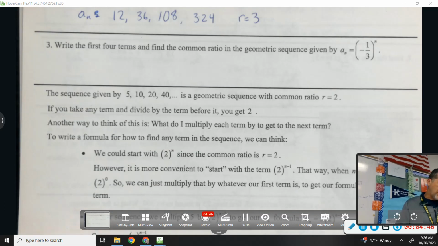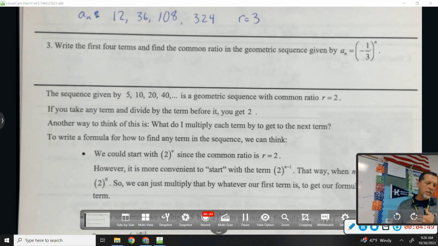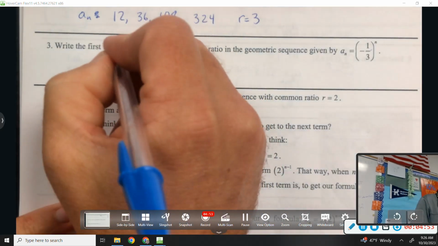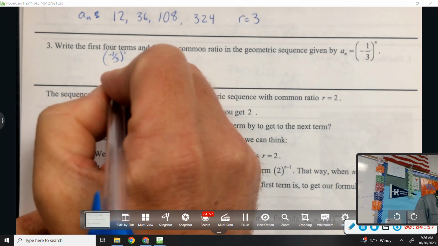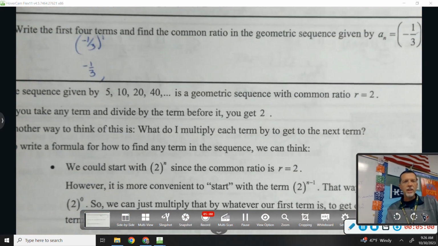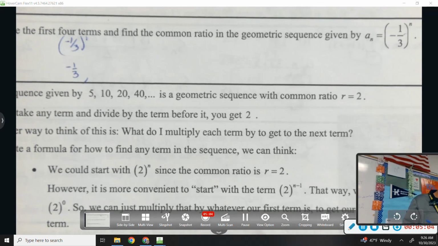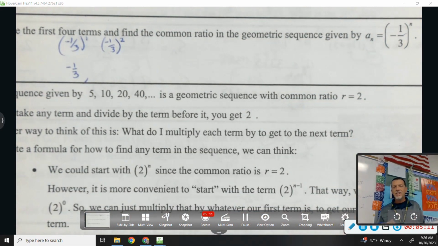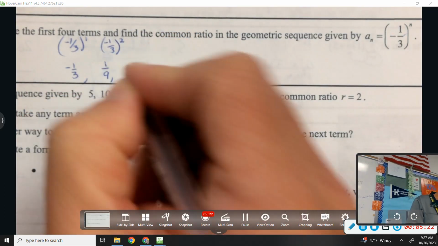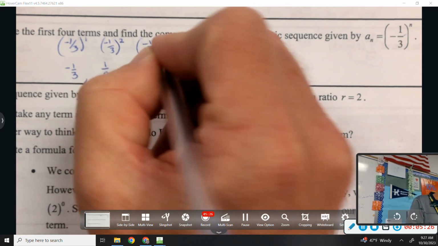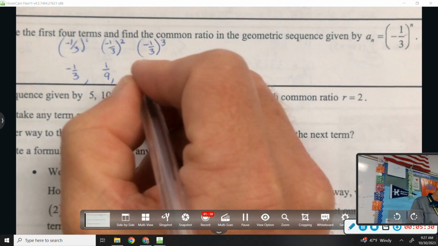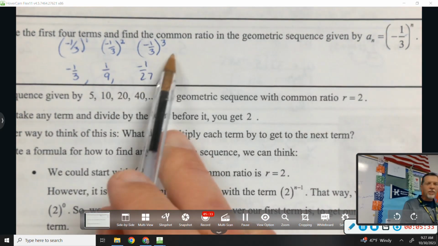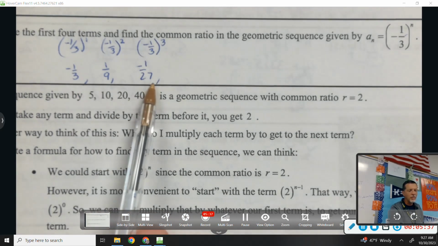Number 3. Maybe we should write these out again because we got a fraction here. First 4 terms and the common ratio for negative 1/3 to the n. Okay, so negative 1/3 to the first. How about negative 1/3 squared? Wait, say that again? Positive or negative? Positive. Okay, positive, that is positive 1/9. Negative 1/3 cubed. Negative 1/27. And then I don't even know that you would write negative 1/3 to the 4th because you maybe figure out what's going on here.